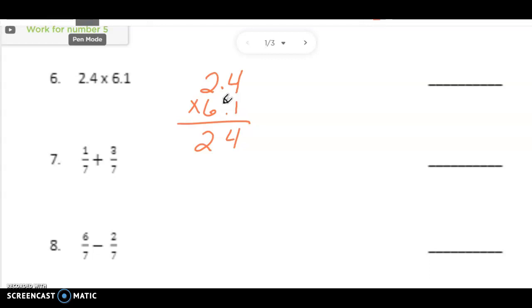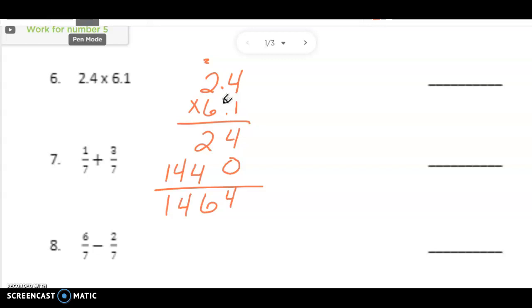But when I go ahead and multiply by 6, I have to put a placeholder because notice the 6 is in this spot. That means that answer has to start right here. So, placeholder, 6 times 4 is 24, carry my 2. 6 times 2 is 12, plus 2 is 14. All right, 4, 6, 4, 1.